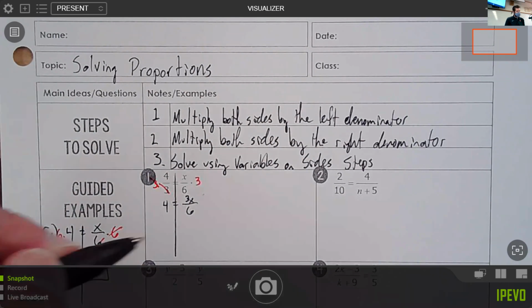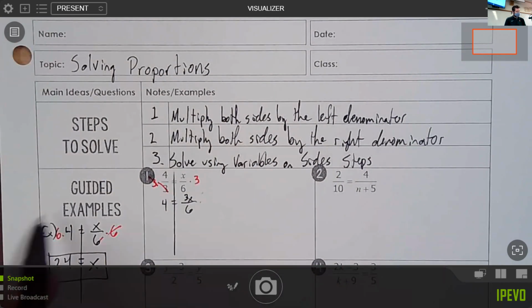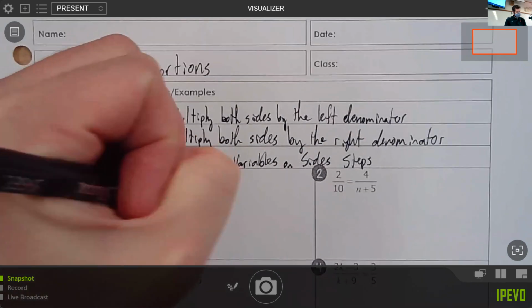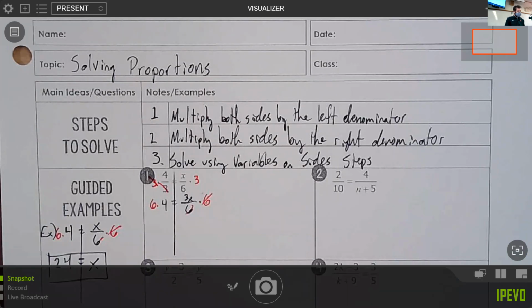So now we're going to multiply both sides by the right denominator, which is exactly what we did when we solved our little example to begin with. So multiply by 6 times 6. And so now instead of having 24 is equal to x, we're going to have 24 is equal to 3x.